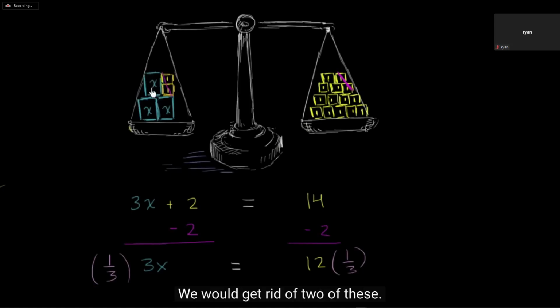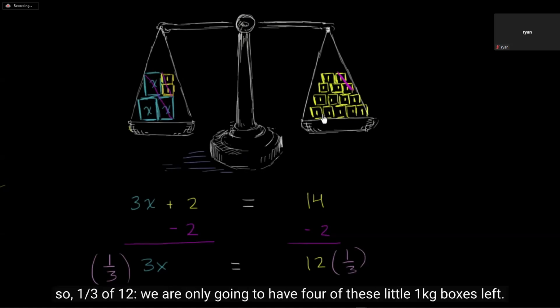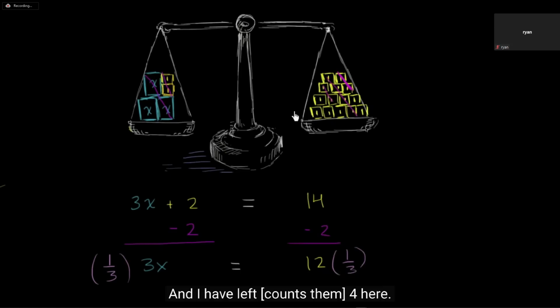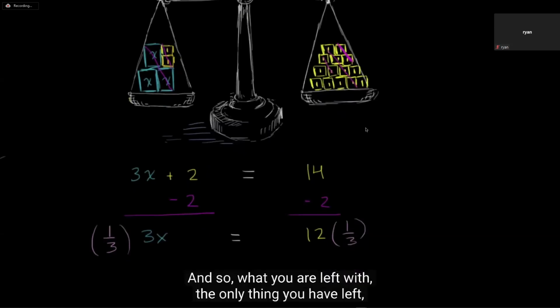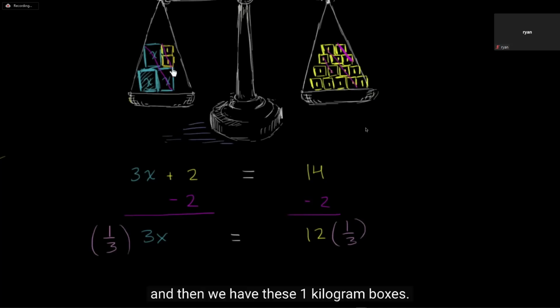So we would get rid of 2 of these. And if we want to keep 1/3 of what we had here originally, there are 12 blocks left over after removing those first 2. So 1/3 of 12, we're only going to keep 4 of these little 1 kilogram boxes. So let me remove all but 4. I have left 1, 2, 3, 4 here. And so the only thing you have left is this x. I'll shade it in to show this is the one that we actually have left. And then we have these 1 kilogram boxes.